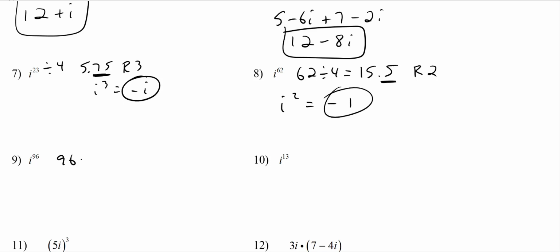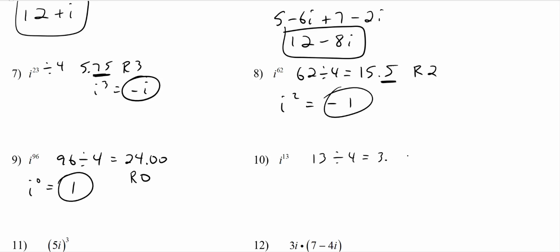Okay, 96 divided by 4 is 24.00, right? There's nothing after it, so that's remainder 0. That's I to the 0, which is 1. That's your answer for that one. And then I to the 13, 13 divided by 4 is 3.25. So 0.25, it's remainder 1. So it's I to the 1, which is I. Okay? So those are pretty easy. Those are easy points, man.